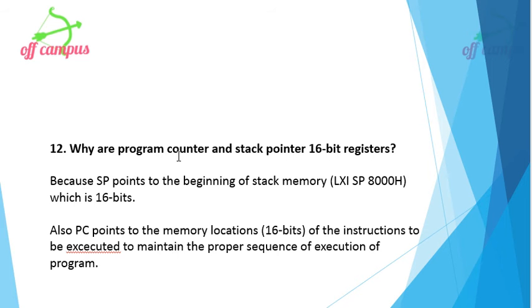We'll move on to question number 12. Why are program counter and stack pointer 16-bit registers? In short, we can call them PC and SP. Okay, we'll see. Because SP points to the beginning of the stack memory. It always points to the top of the memory location. For example, LXI SP, 8000H, which is 16 bits. Memory is related to what? Address bus. Address bus is 16 bits. So stack pointer register is usually 16 bit.